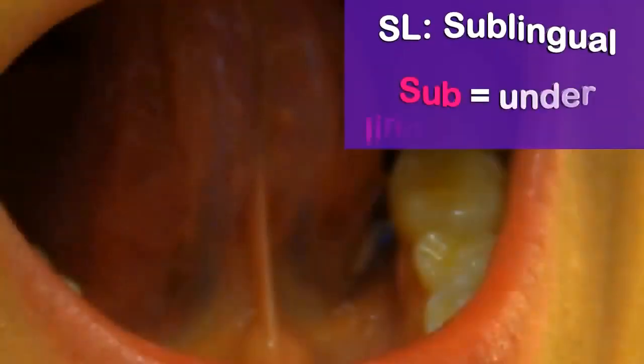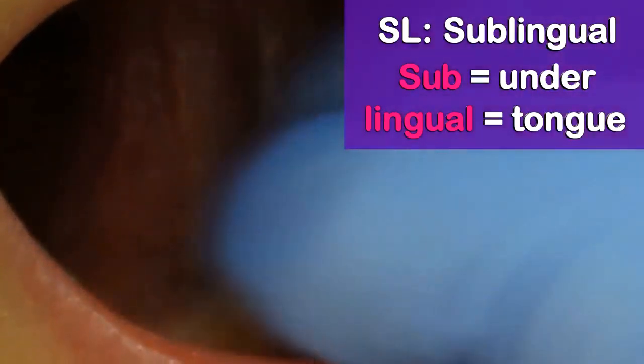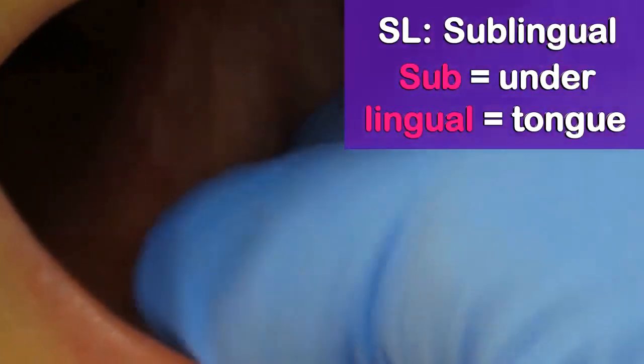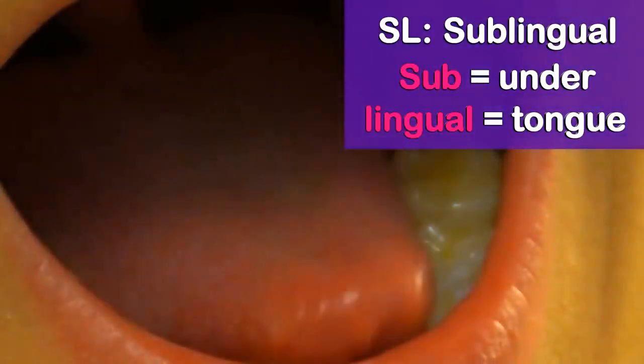Then we have the sublingual route, and the abbreviation for this is SL. So sub means under and lingual means tongue. So we give the medication underneath the tongue. Now a medication you may encounter as a nurse that goes under the tongue is like nitroglycerin. So if your patient's having acute chest pain and it's ordered, you can give them a nitroglycerin tablet and hopefully that'll help relieve their chest pain.